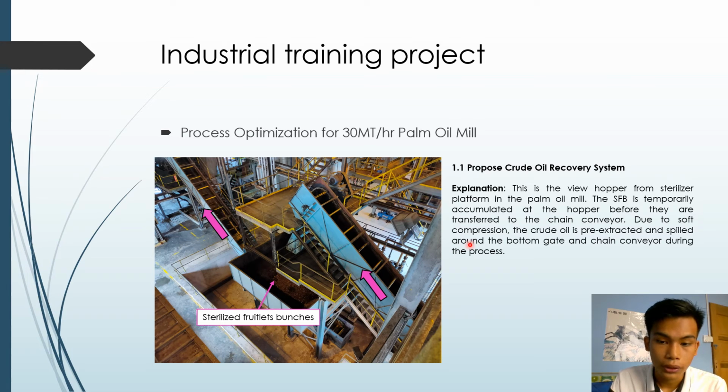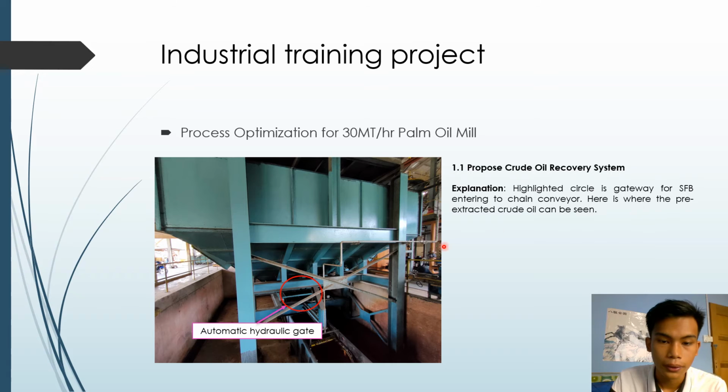Due to soft compression, the crude oil is pre-extracted and spilled around the bottom gate and chain conveyor during the process. This figure, with the highlighted circle, shows where the mixture of crude oil is spilled or extracted during the process.